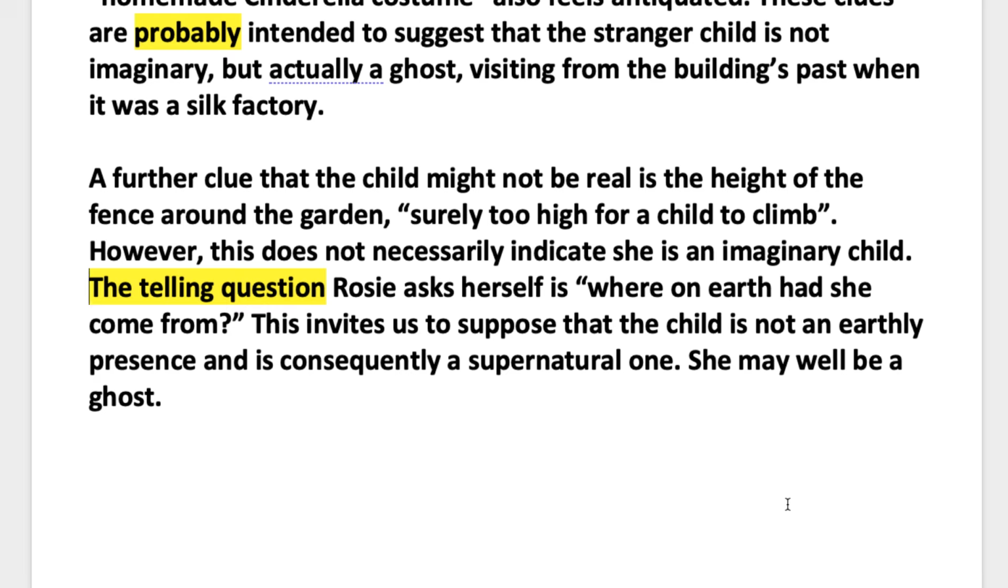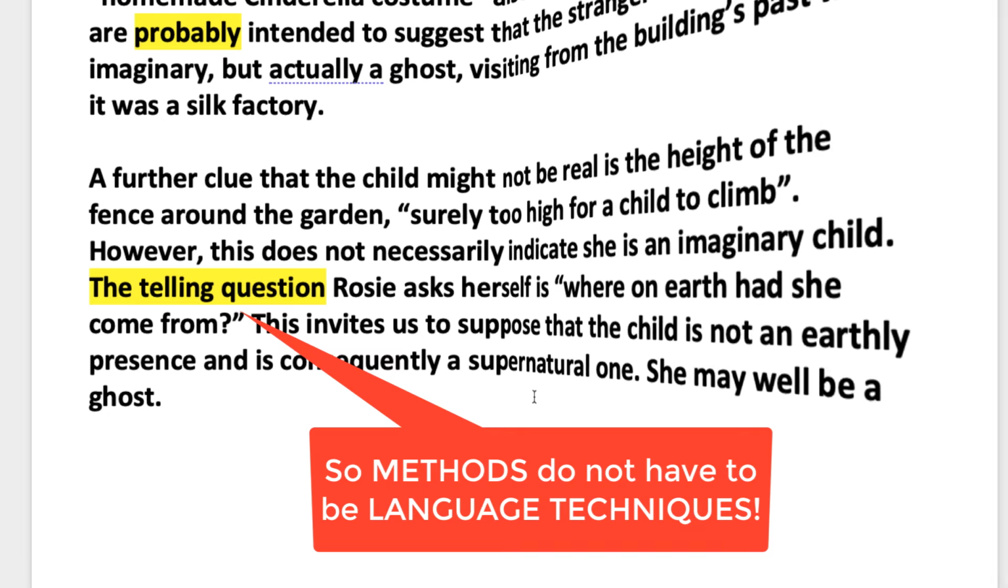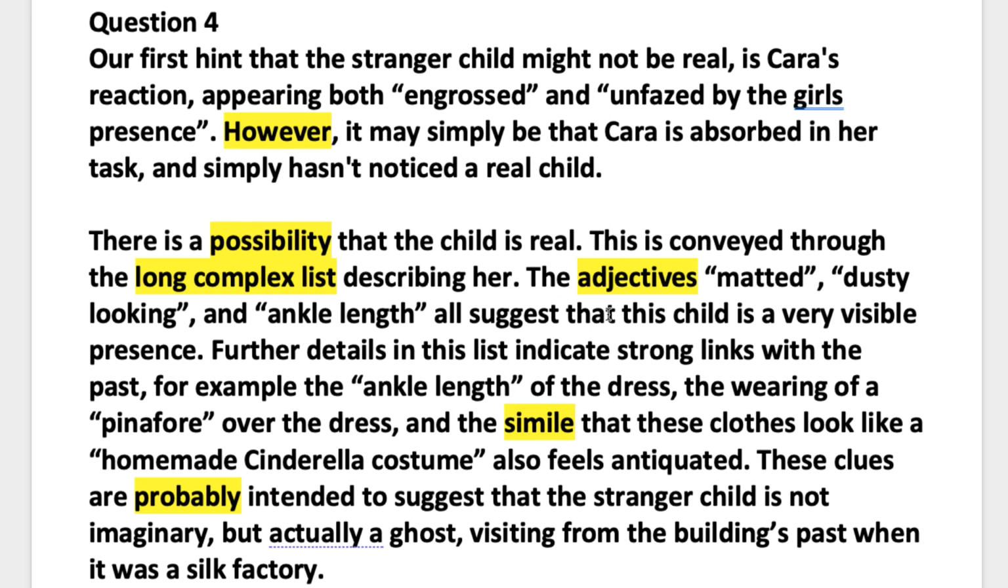You will notice I haven't included any rubbish about nouns or adjectives here. I've chosen a method which is this, the telling question that Rosie asks herself. That's a method the writer is using. She's making Rosie ask that question in order to make us suppose that maybe it's a ghost. So methods doesn't necessarily mean literary techniques. I've included the word adjectives here because that was part of a pattern.